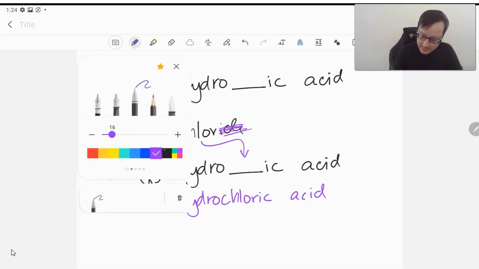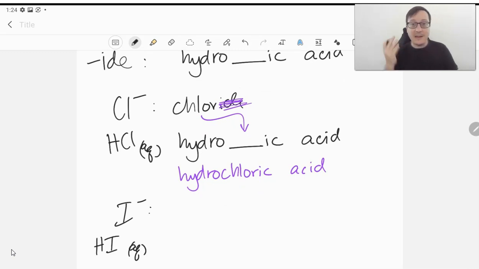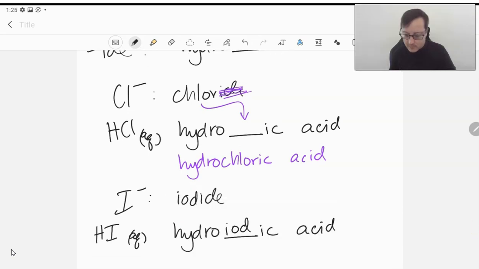Another one, how about with iodine? For example, that would be HI. You just put as many H's as are necessary to balance the charge. That's iodide. So we get rid of the ide ending, put everything else in that blank. This is called hydroiodic acid. All right, so fairly straightforward. As long as you can identify the name of your ion, your anion, naming these is not too bad.